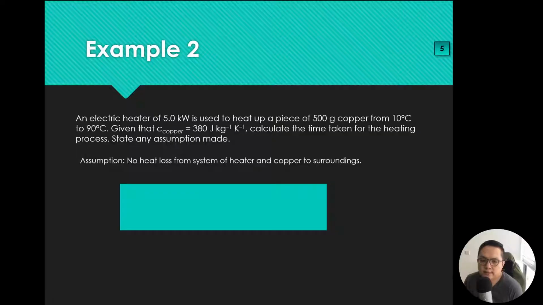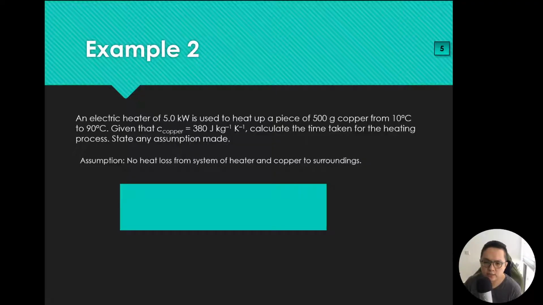Next, I have a kettle with a power of 5 kilowatts that's used to heat up a piece of 500 grams of copper from 10 degrees Celsius to 90 degrees Celsius. Given that the specific heat capacity of copper is 380, calculate the time taken for the heating process. State any assumption made. Just now I reminded you that there's no heat loss, but in reality there's heat loss to the surroundings as well. For this case, the assumption is that there's no heat loss from the system of the heater and copper to the surroundings.